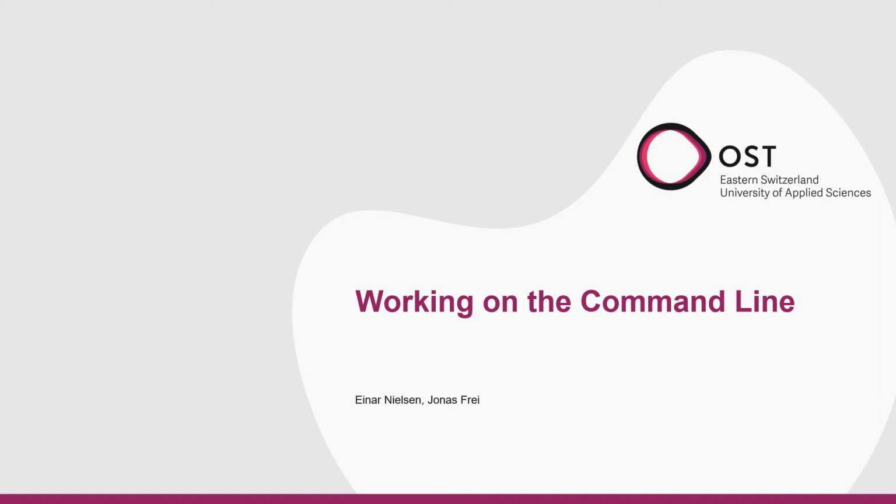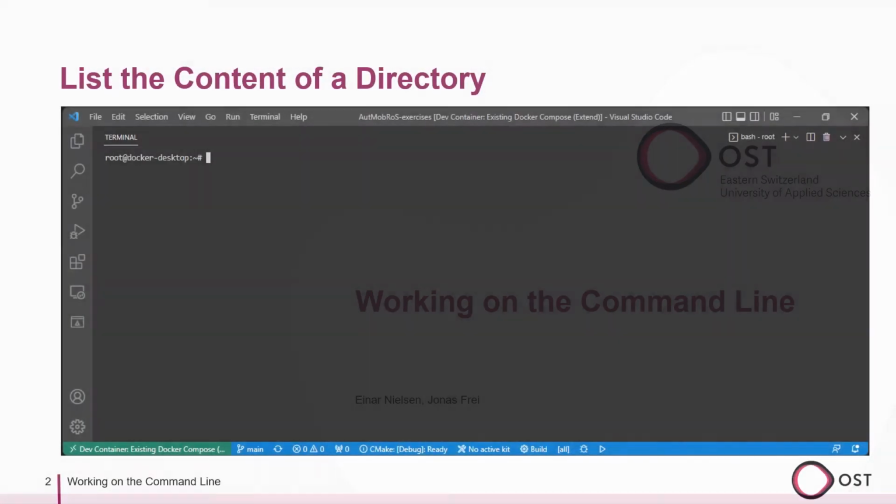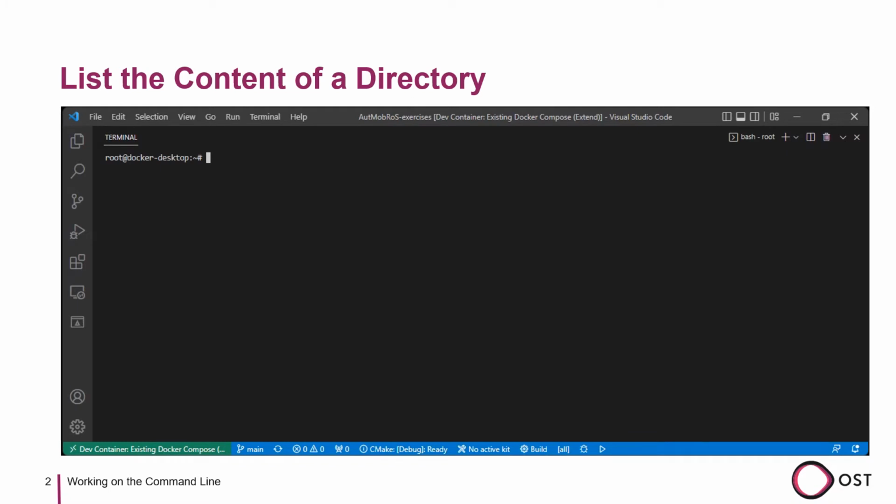We will cover how we can list the content of a directory, how we can change the current directory, how we can edit files, and how we can launch a program. On the command line, we are always in a directory that we call the working directory. To list the content of this directory, we can use the ls command. ls is an abbreviation for list.